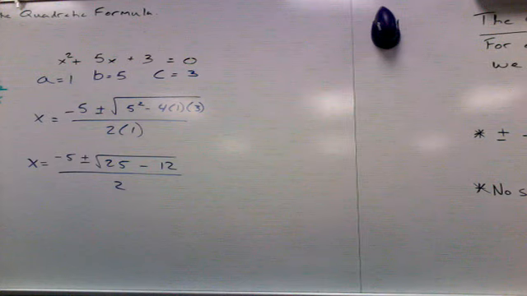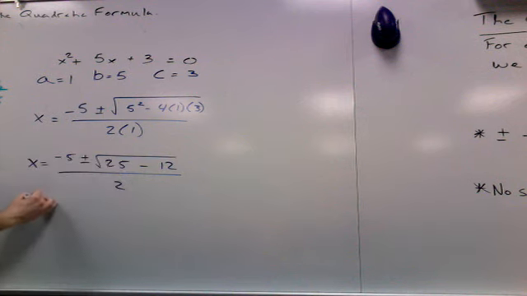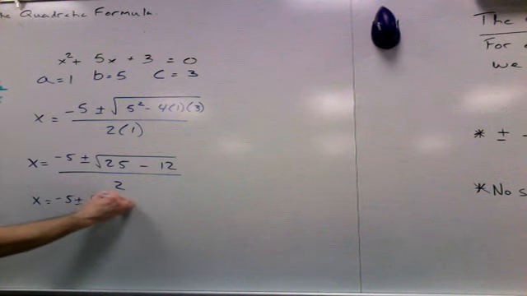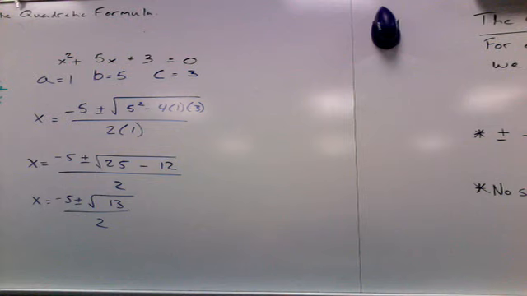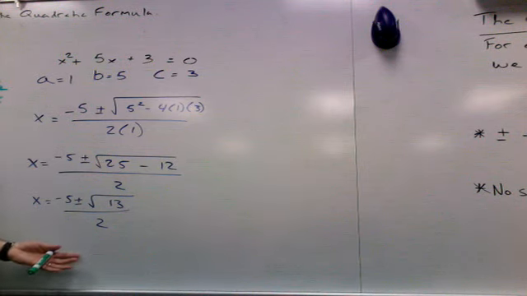Can I simplify this more? Yeah, what can I do now? Subtract 25 and 12. Nice. 25 minus 12 is what? 13. So negative 5 plus or minus the square root of 13 over 2. Isn't this going to be a lot easier to do than trying to plug that whole thing in? I think so. Can we simplify this anymore?